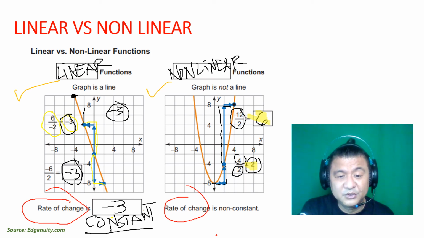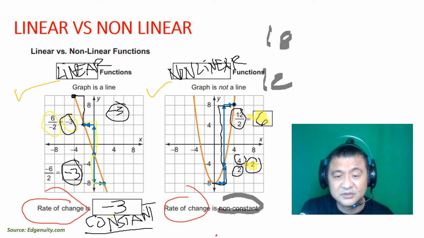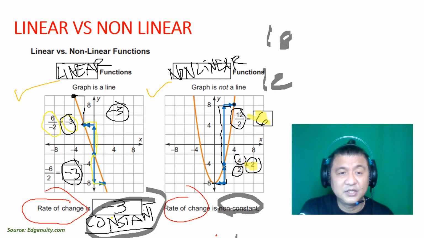Sometimes at some portion, it could be a 12. It could be a 7, 18. The rate of change could be different all the time. So therefore, you could say it is not constant. But this is constant. Now, for today's lesson, our focus will be linear, and we'll be talking about the rate of change, and another vocabulary called initial value.